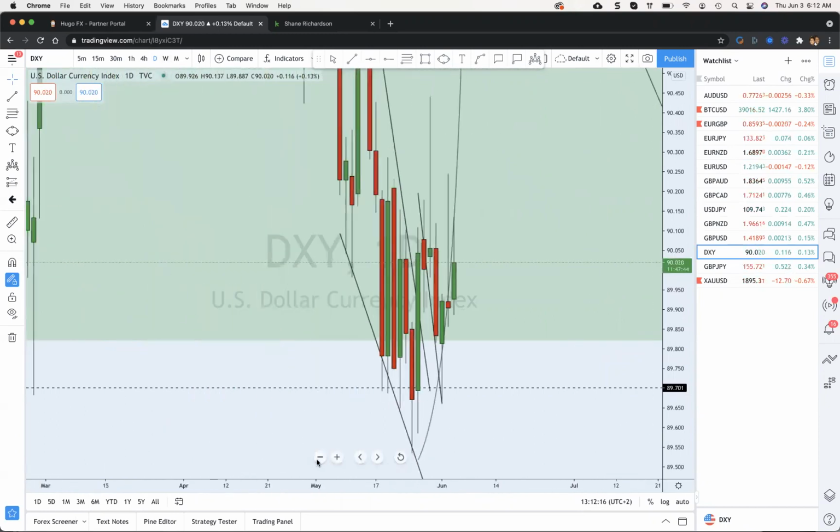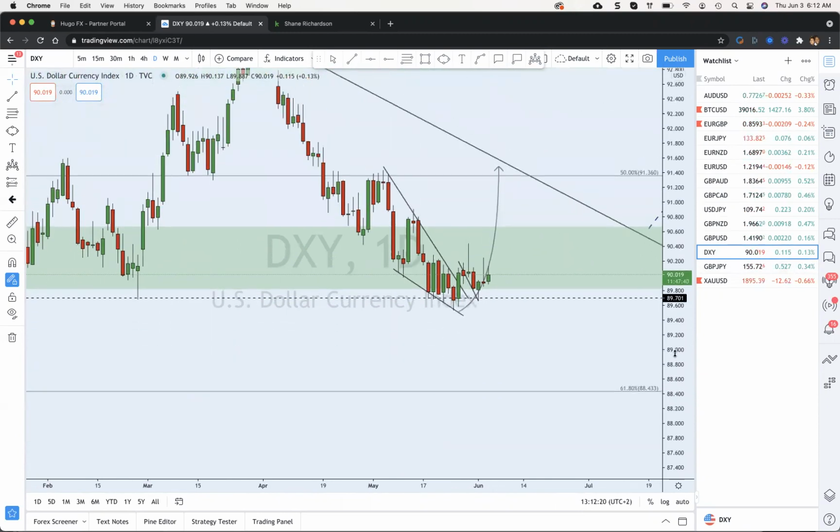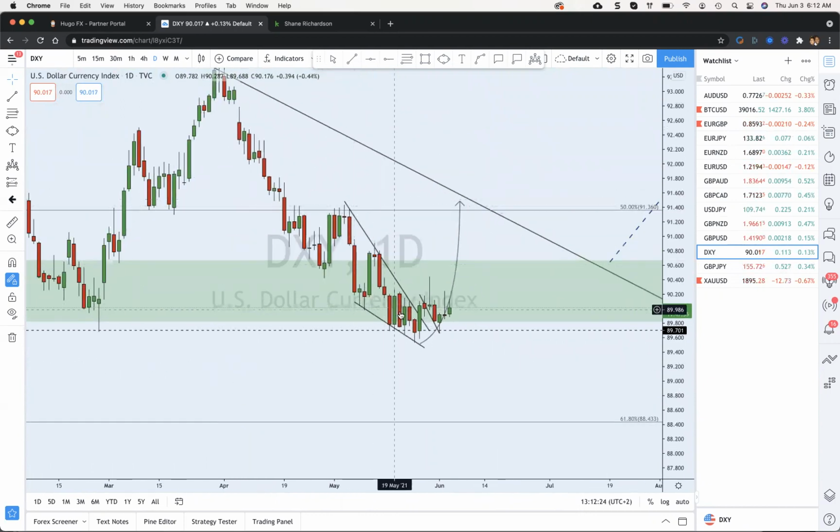Yeah, this is the dollar index, which pretty much gives you the overall picture of what the dollar is doing. Does it also help you with USD and all that stuff, or just the dollar index? Any USD pair. Okay.